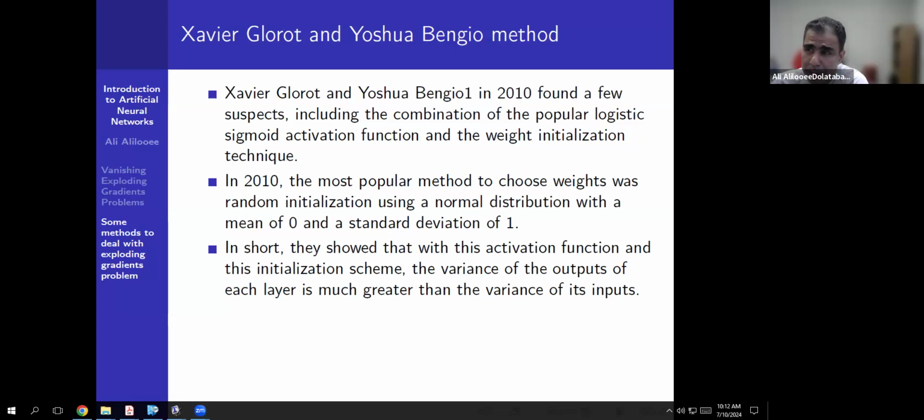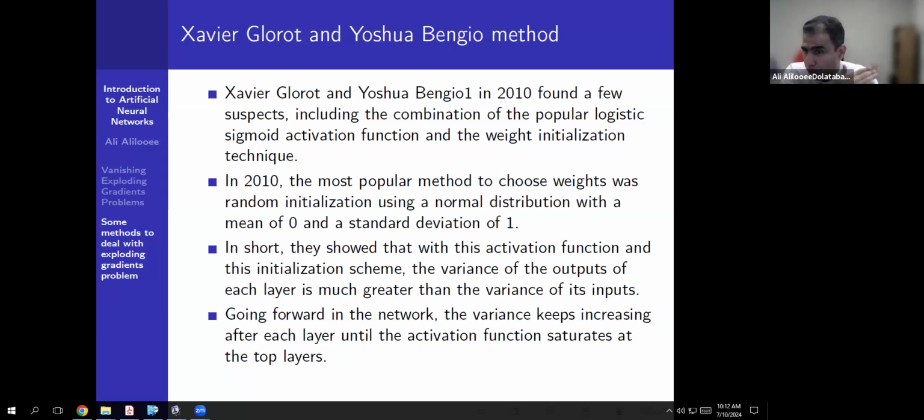They showed that if you use sigmoid as the activation, and you choose your initial values for parameters from the normal distribution, then the variance of the input to each layer is much smaller than the variance of the output. It means that when you send some values through one layer, the variance of the output is much bigger than the variance of the input.